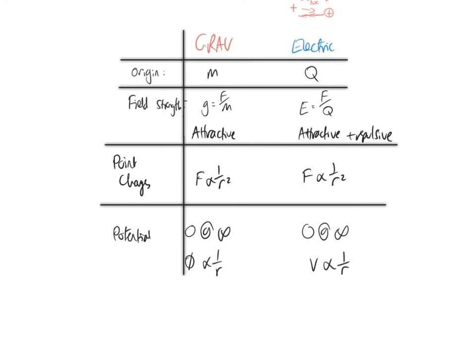But just some real key, quick differences between them. Gravitational fields here, electric fields. What do they originate from? Well, gravitational fields are from mass. Anything with mass creates a gravitational field. And anything with charge creates an electric field. So a proton creates both fields. Fun, but they're independent of each other.